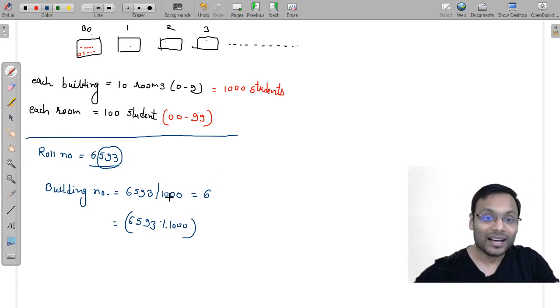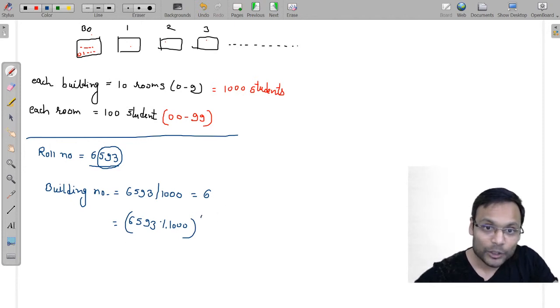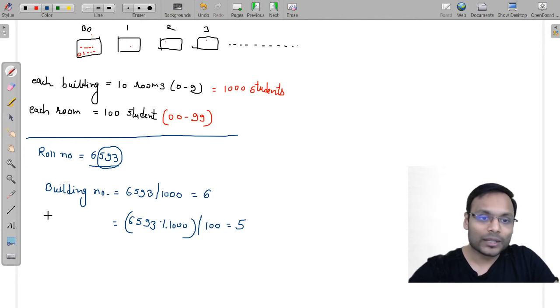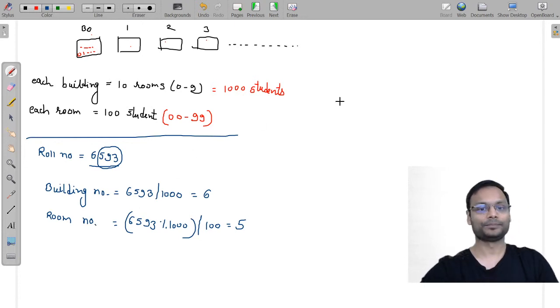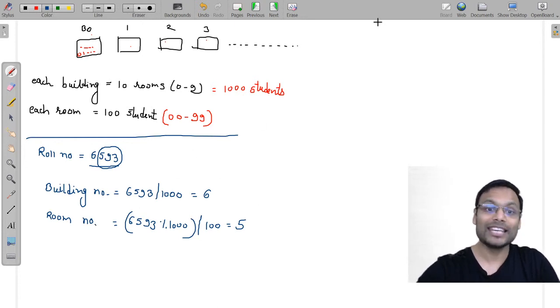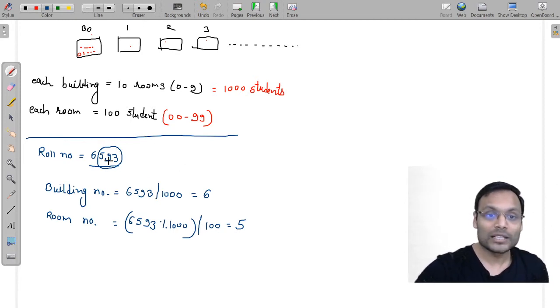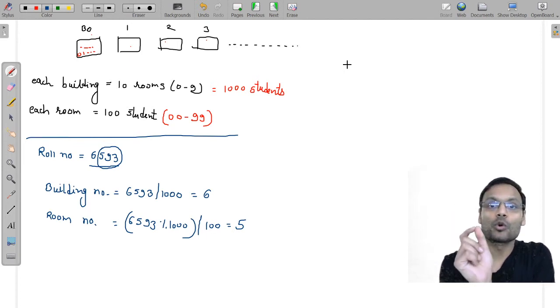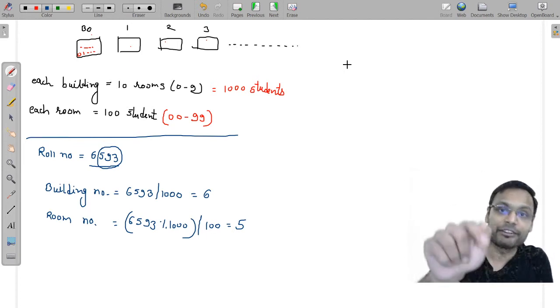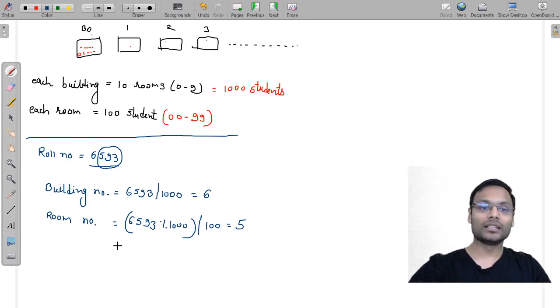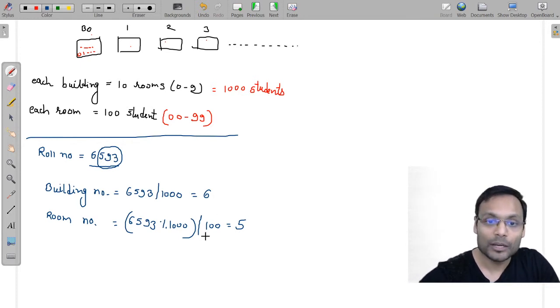How did you get the 5th room? This 593 you will extract and divide it by the room capacity of 100. And that will give you the value 5, which is nothing but the room number in which that fellow should sit. In that room number 5, which sequence? So remove 500. How much is remaining? 93. So that fellow's roll number is 93 in that specific 5th room. And how can you remove 500 from this number? You will remove 500 from 593 by taking modulus by 100.